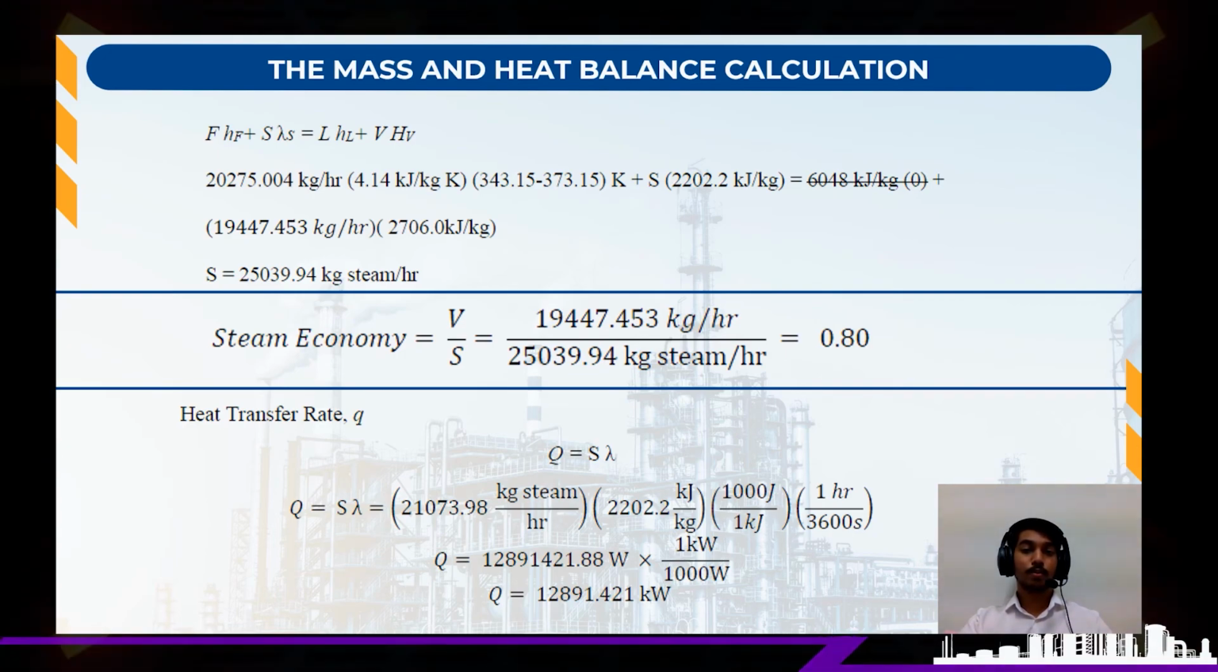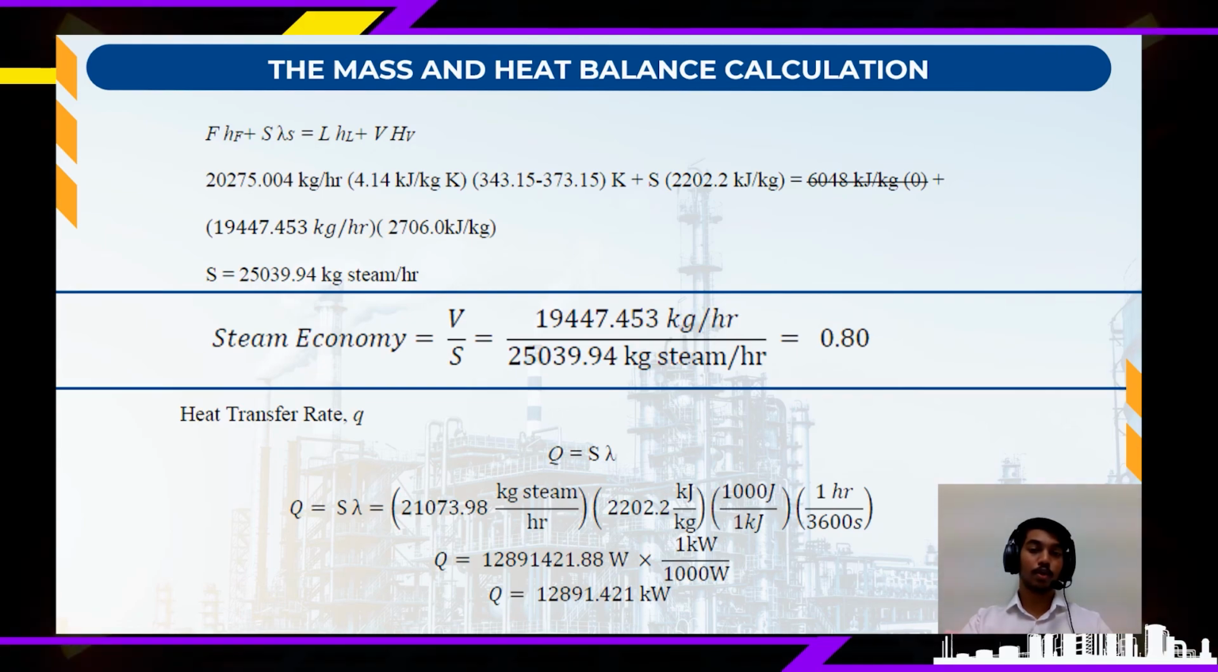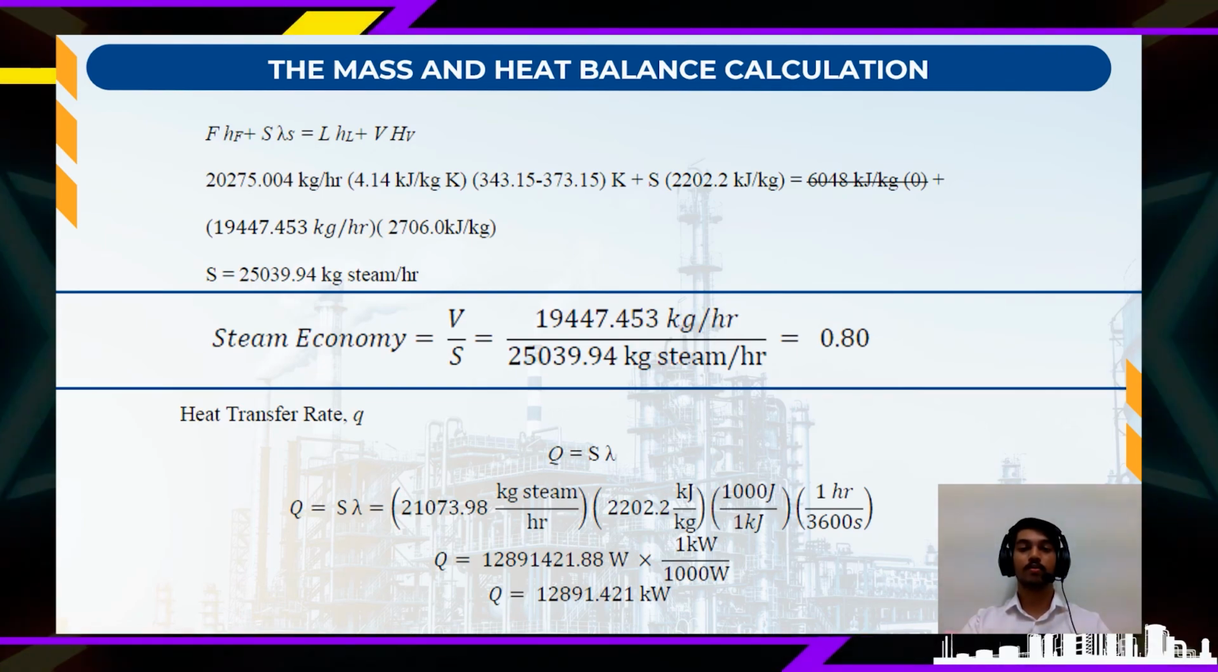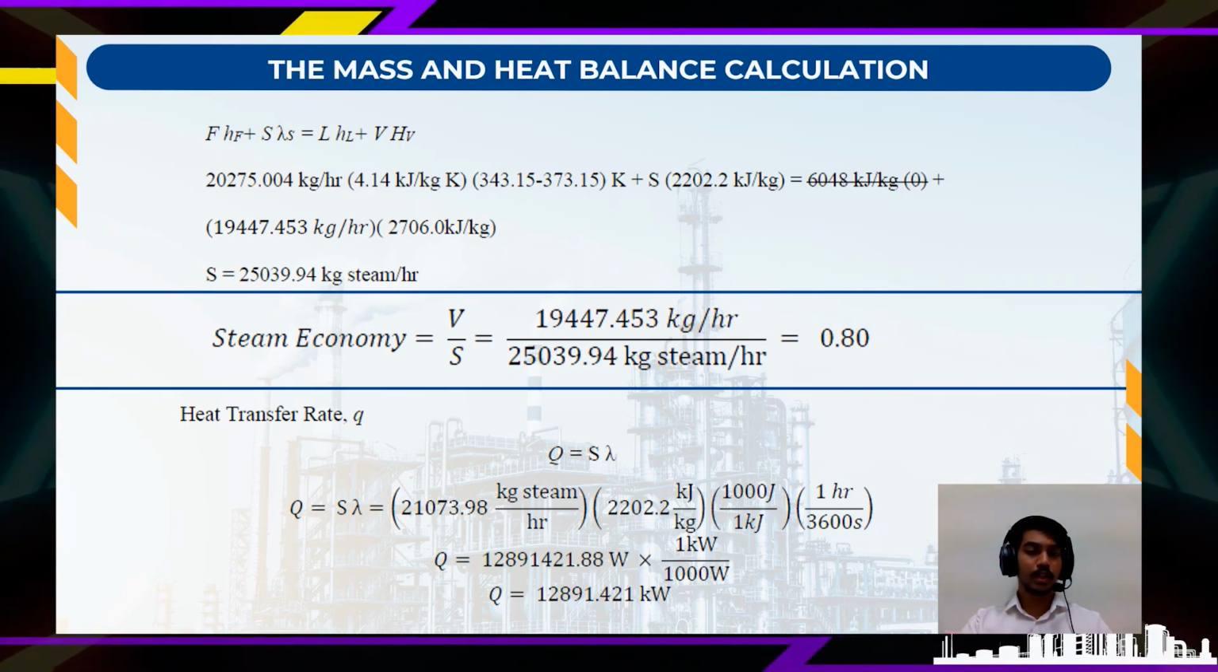Then the steam economy is found by dividing the vapor value by the steam value, and we will get a steam economy of 0.8 for this evaporator. Finally, the rate of heat transfer is found to be approximately 12,800 kW.